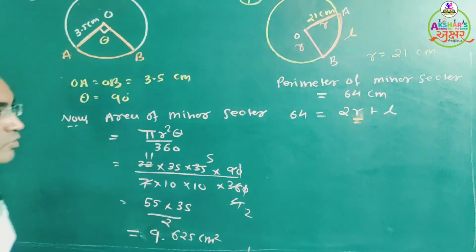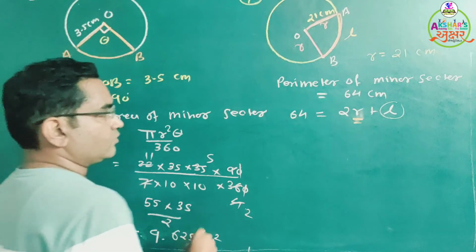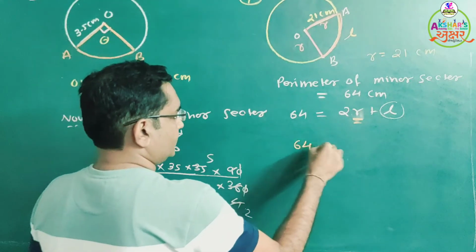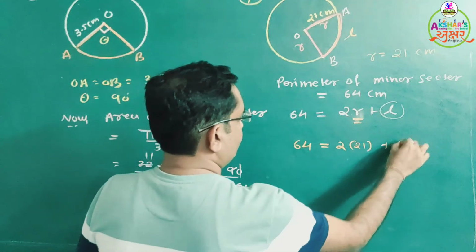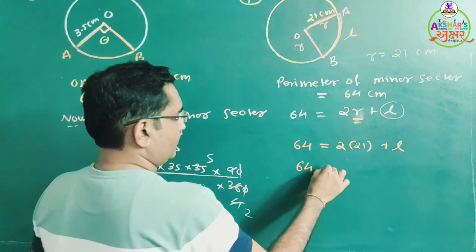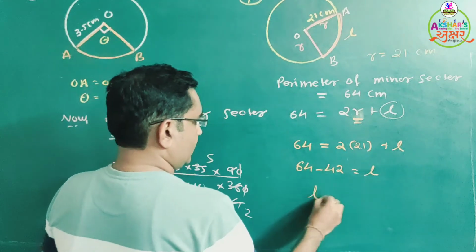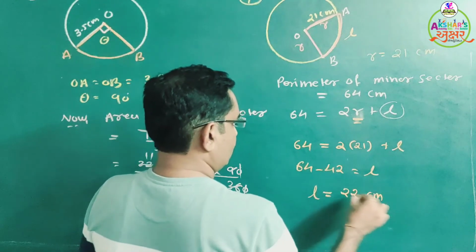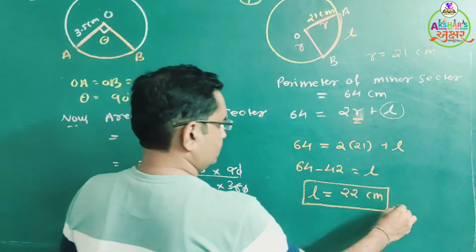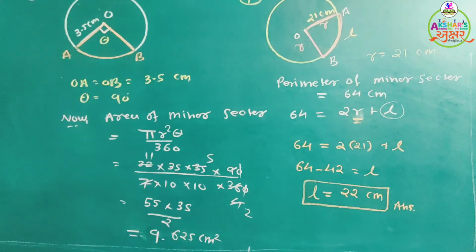Done, students. Put the values, we'll get the value of length of minor arc. So here 64 equals twice of R, 21 plus L. 64 minus 42 equals L. So length of minor arc is 22 centimeter. This is the answer. Done. So now pause this video and note it down.